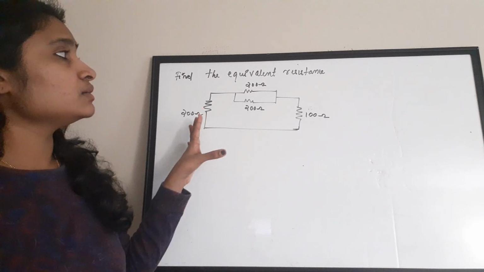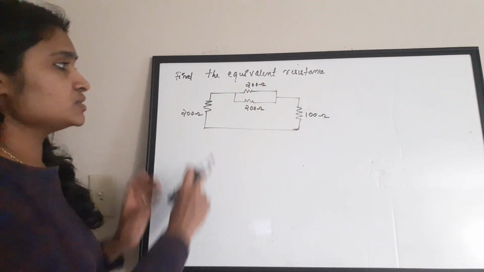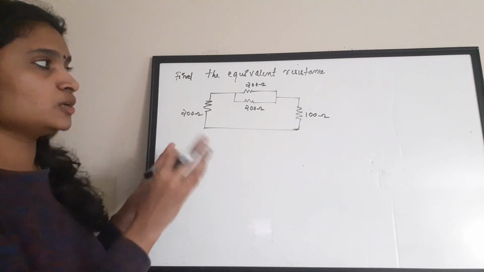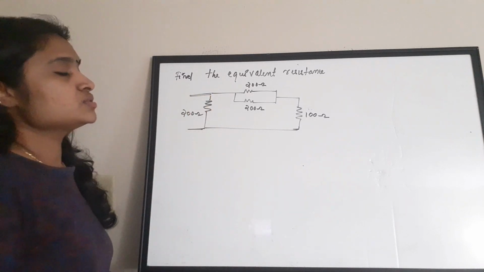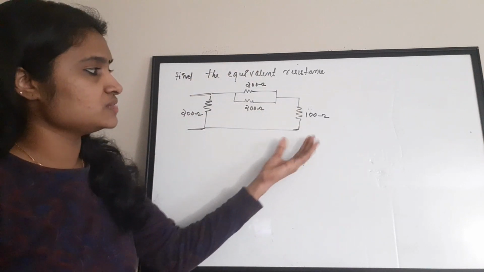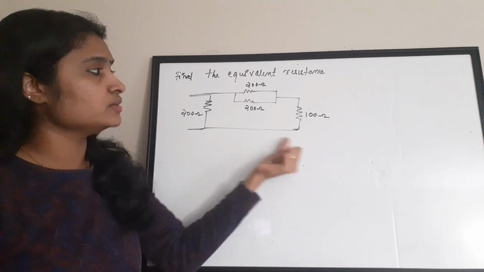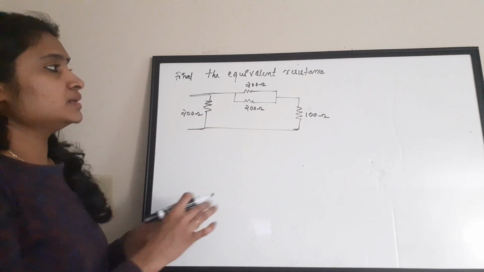Okay, so the first question is this: find the equivalent resistance. We need to solve this connection of resistances and find the equivalent of this particular connection. So how to solve this question? We should start the simplification from this side rather than starting from this side. It is a general practice.